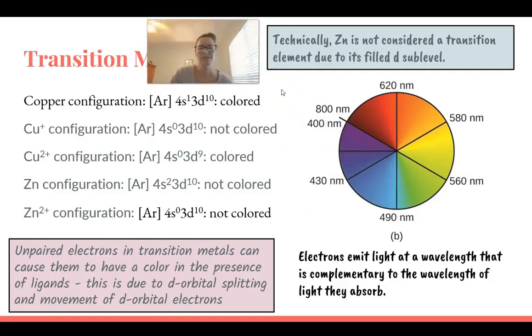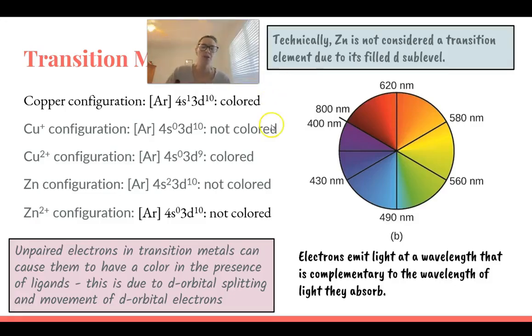Also, I wanted to mention zinc is technically not considered a transition element because by definition, transition elements have unfilled d sublevels, and zinc has a filled d sublevel, so it's technically not considered a transition metal, even though it's in the transition metal block of the periodic table.